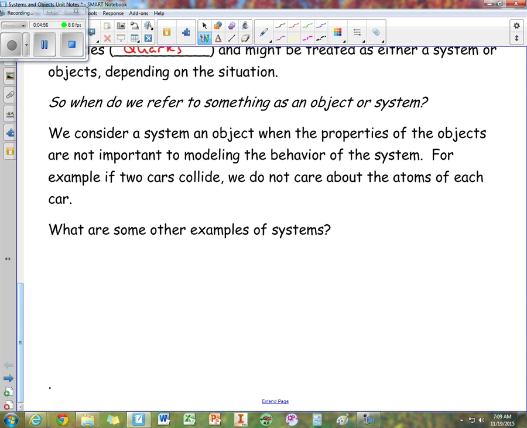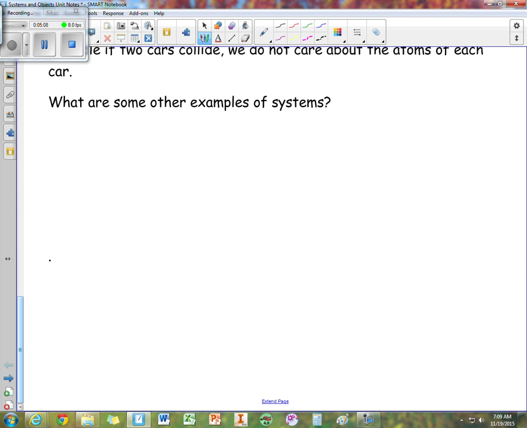So, as an example, if two cars collide, we really don't care about all the atoms in each car. Some other examples. Well, a planet. A planet is obviously a system made up of smaller objects, but when the planet is within, let's say, a solar system, we can treat that planet as an object because the weather patterns on the surface of a planet don't really affect its orbit as it goes around its star.